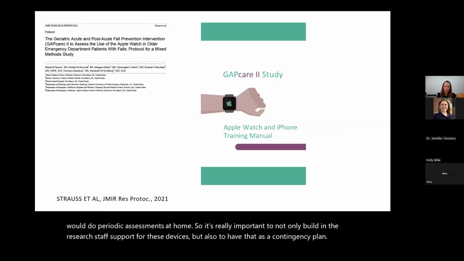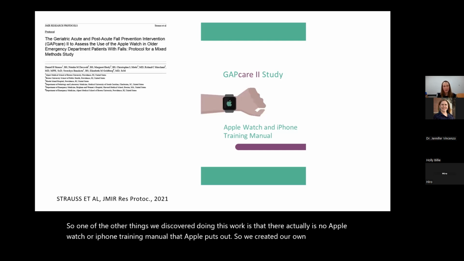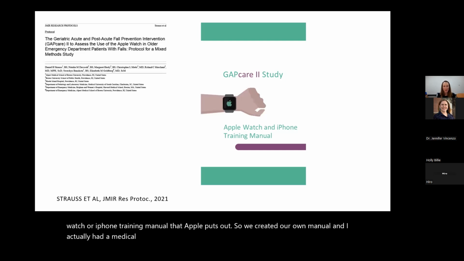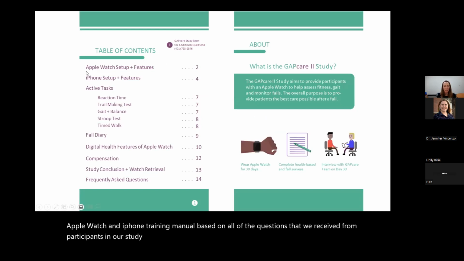So one of the other things we discovered doing this work is that there actually is no Apple Watch or iPhone training manual that Apple puts out. So we created our own manual, and I actually had a medical student, Daniel Strauss, he's the first author on this paper, create an Apple Watch and iPhone training manual based on all of the questions that we received from participants in our study. And so you can see that we talk about the setup and features, which might not be intuitive to many folks.